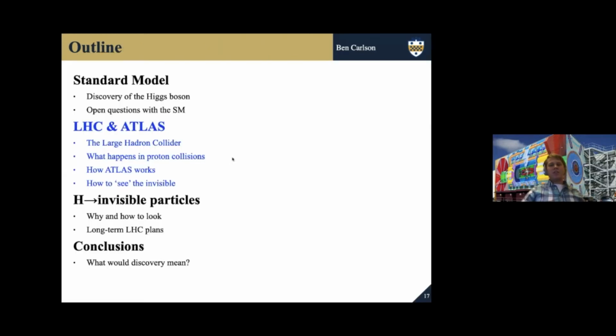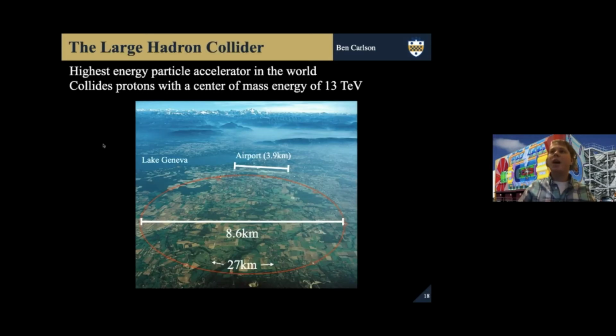So the next section of this talk is about the LHC, the Large Hadron Collider, and the ATLAS experiment. I'll talk to you a little bit about the Large Hadron Collider, and what happens when the proton beams from the collider are collided at the experiments. I'll talk to you about the actual detector, the ATLAS experiment, and show you a little bit about how it works, and then how we can reconstruct or see different kinds of effects, in particular, how we can see invisible particles.